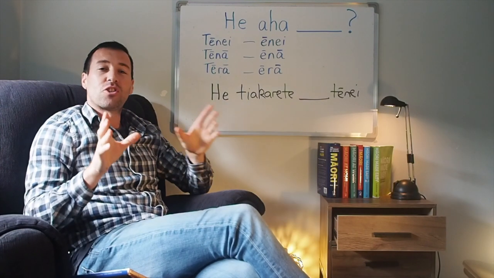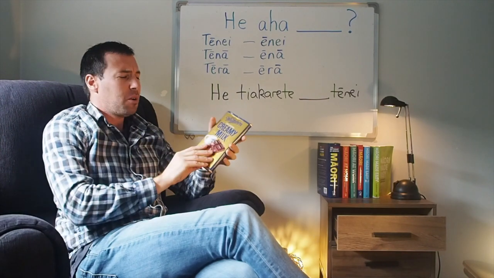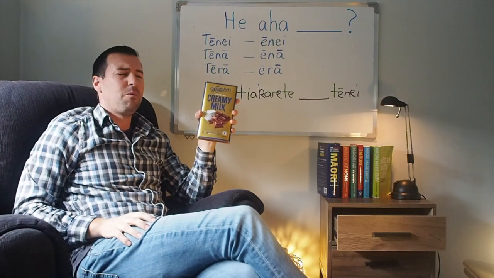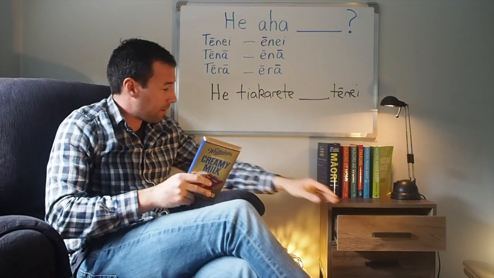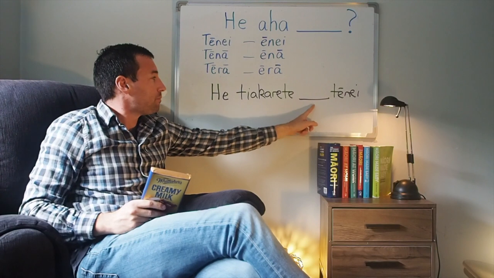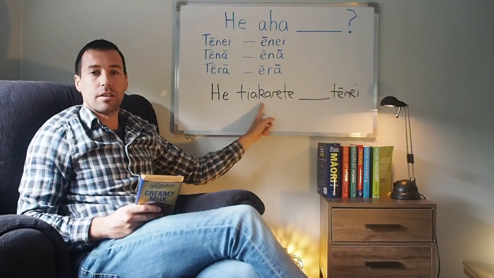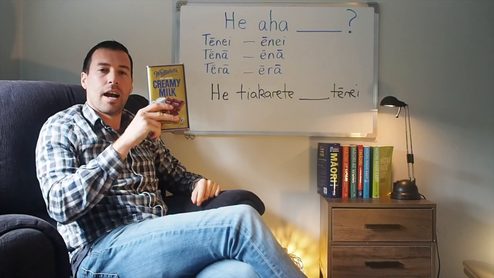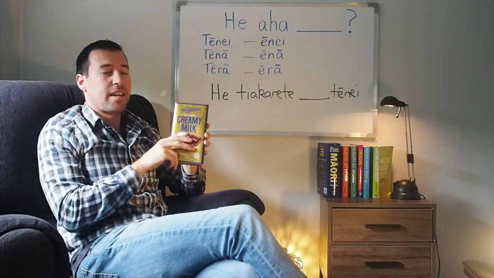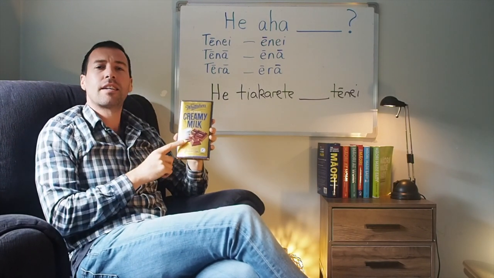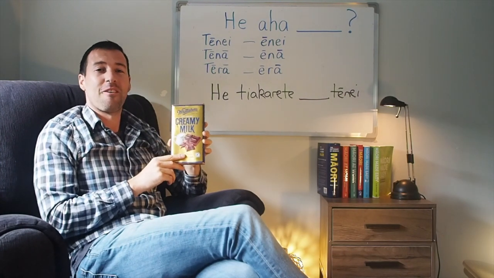Right, let's get cracking because there's one other thing that I want to do, okay? I want to add a descriptive word after the object. So I don't want to just say this is chocolate. I want to say this is some tasty chocolate right here. How am I going to do that? Well, that's when we look at this here. It's the same, except we add the descriptive word after the chocolate. He aha tēnei. He tiakarete reka. He tiakarete reka tēnei. This is some sweet, nice chocolate.